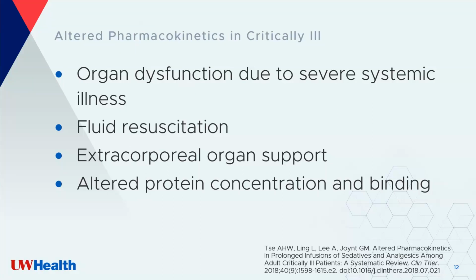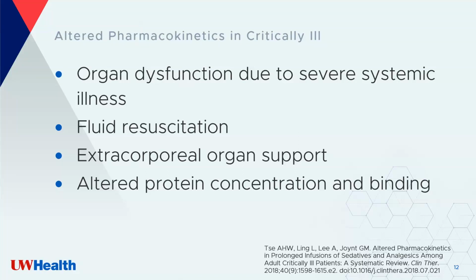For example, critically ill patients may have severe systemic illness that is affecting multiple different organ functions, so they may have, in addition to acute kidney injury, also have acute liver injury as well. Oftentimes in our critically ill patients, they also have been receiving a lot of fluid resuscitation that could be affecting their volume distribution. In addition, patients that are on extracorporeal organ support, or ECMO, do have altered pharmacokinetics, so this can really affect the volume of distribution, and drug clearance as well.